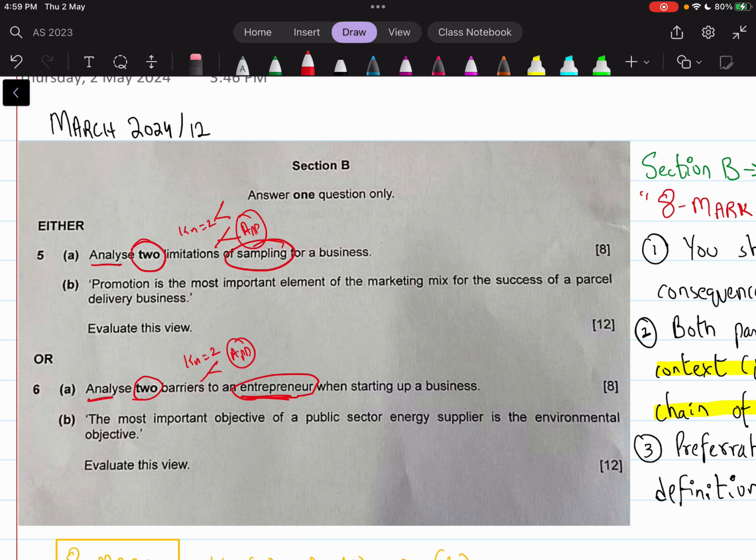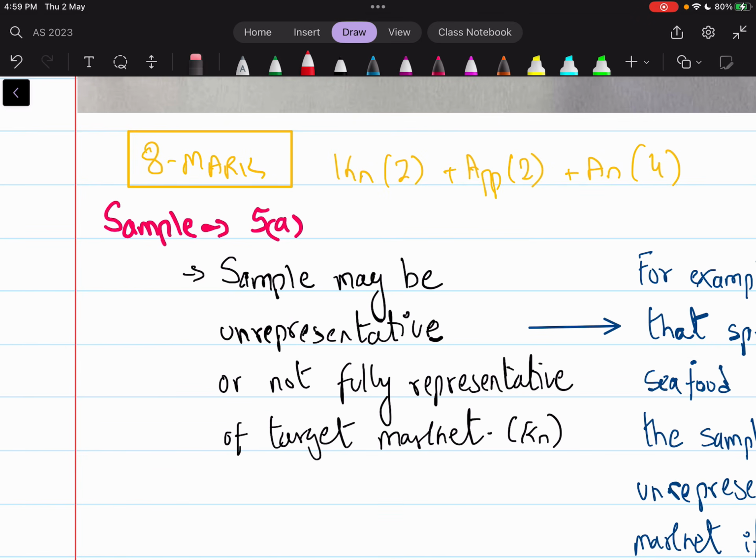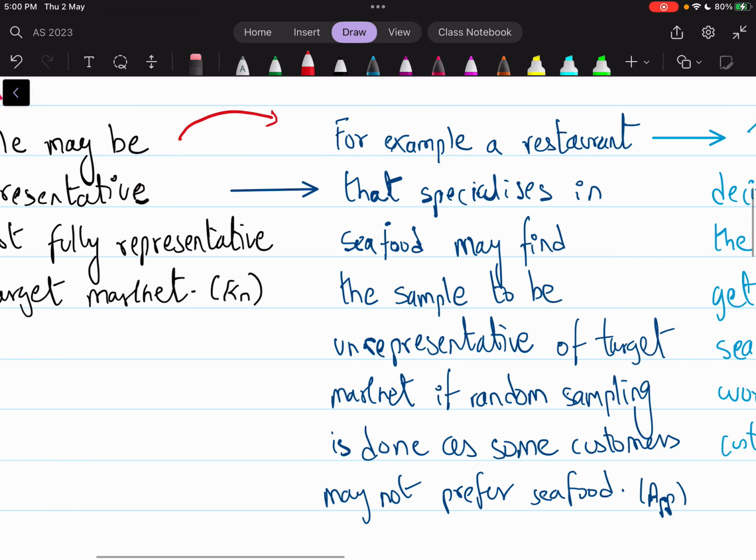Just for example purposes, I'm going to explain how you'll form a sample paragraph in question number 5 part A. If we talk about limitations of sampling, I've written a limitation that the sample may be unrepresentative or not fully representative of the target market. Just as you mention the knowledge point, I always advise my students to go directly into example mode or application mode. So in this case I've mentioned a business: a restaurant that specializes in seafood may find the sample to be unrepresentative of the target market if random sampling is done, as customers may not prefer seafood.